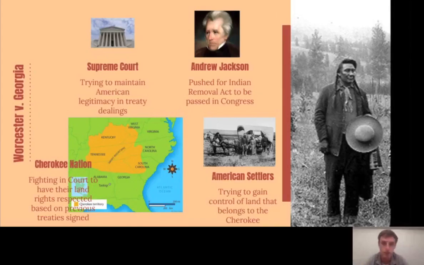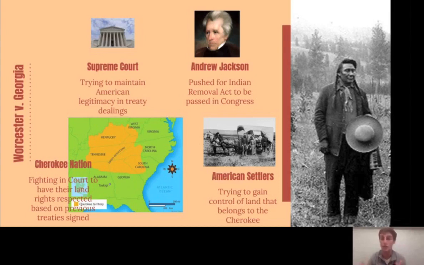You have the Cherokee Nation fighting to keep their land rights, which they actually have treaties for from previous presidents, including George Washington, documents saying this is our land, and settlers can't come and take this. You have Andrew Jackson trying to move America west and create opportunities for settlers to have new settlements so that they can make money and prosper. But then you also have the Supreme Court worried about American legitimacy in their treaty dealings.